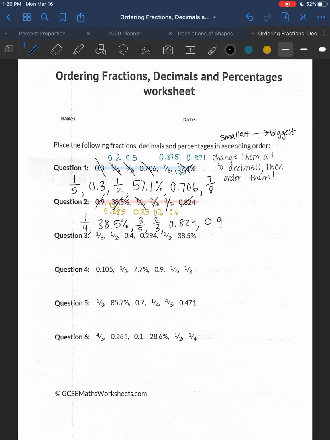Okay, as you can see, these are now in order from smallest to biggest. We would not have been able to compare them without turning them into these decimals first, okay? But our answers are written as what they gave us originally, which is these numbers here. Okay, you do 3, 4, 5, and 6 on your own on Google Slides.